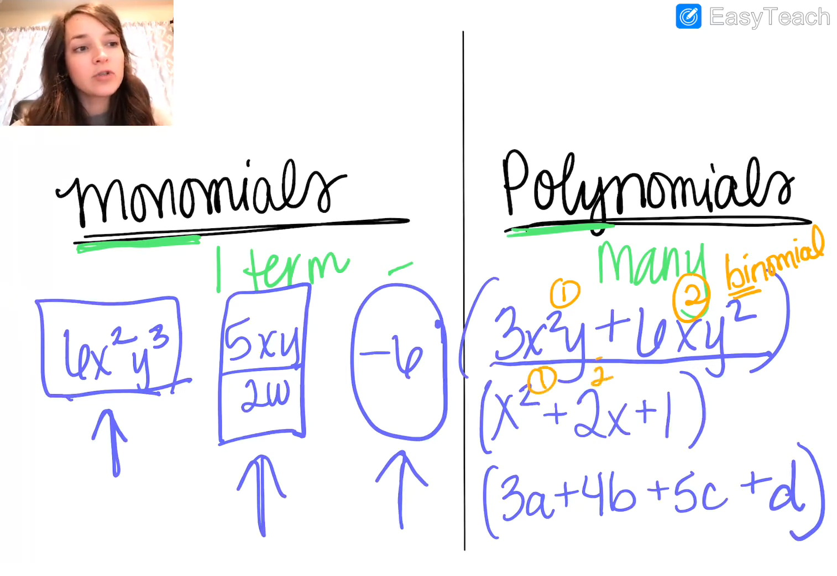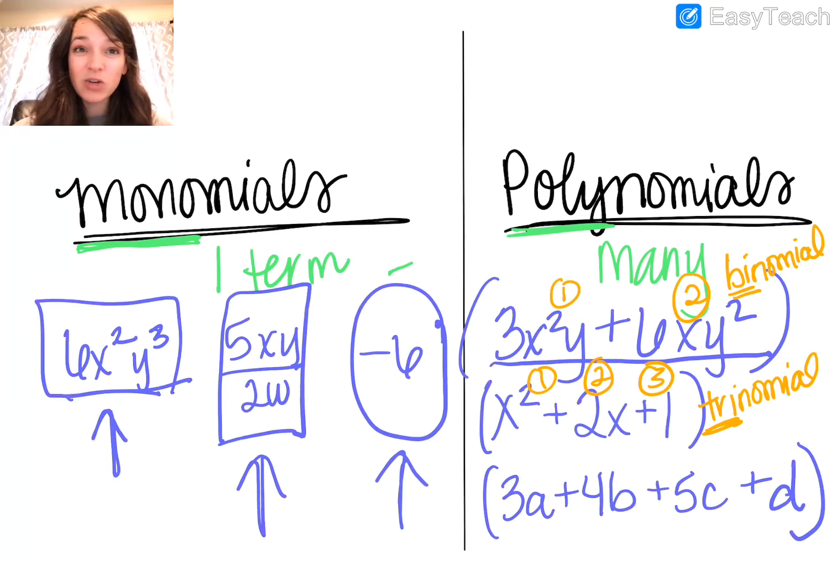A 1, 2, 3-termed expression can also be called a trinomial. Tri, like tricycle, has 3 wheels. My baby likes to ride his tricycle, but he doesn't really know how to use the pedals, so he just takes his little feet like Fred Flintstone and just goes down the sidewalk on his tricycle with 3 wheels, okay? So that is a 3-termed expression.